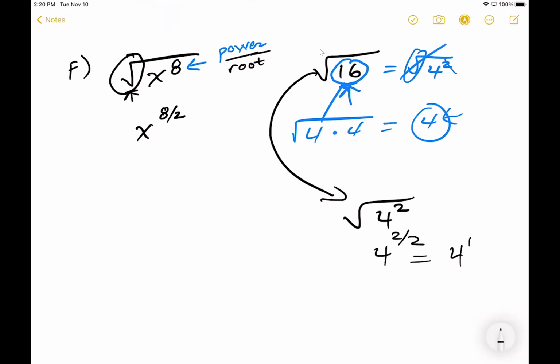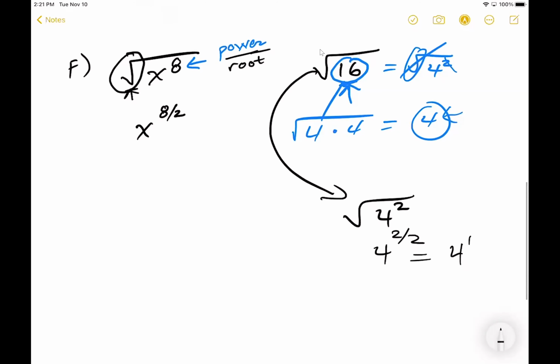Root, and why do I say root? Because it's divided by the second power. So to be short, ladies and gentlemen, whenever you have a power and they ask you to take a square root of this thing, all you do is divide this 8 by 2 to give you x raised to the 4 power.